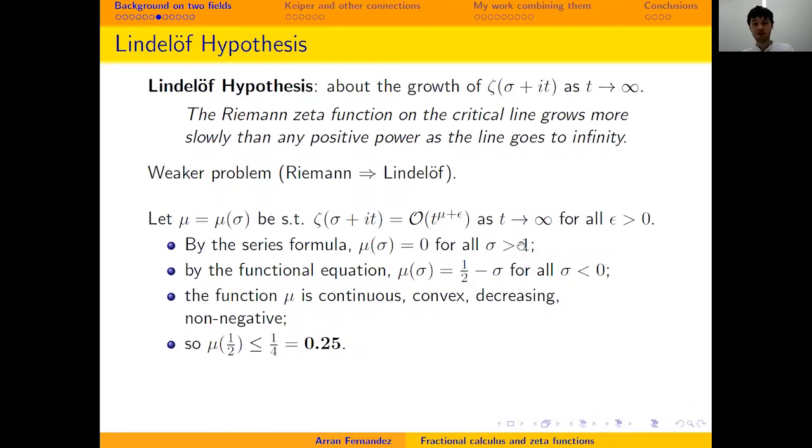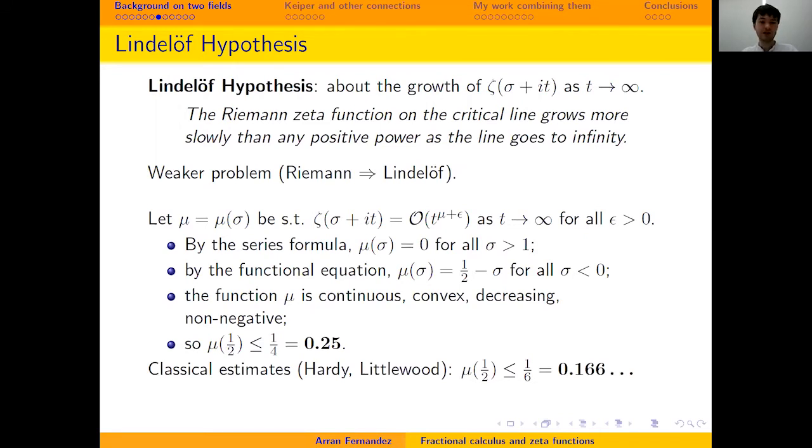So as I said before, there is a critical strip which is difficult. When sigma is greater than 1, you have the series formula, which makes the problem easy to solve. This mu is just 0. Then by the functional equation, for sigma less than 0, you can again solve the problem easily. You find that mu is 1/2 minus sigma. The function mu is also known to be continuous, convex, decreasing, non-negative. All of these are basic properties that just come from analysis of this type of function in general, the Dirichlet series. So from a trivial analysis, which was done by Lindelöf himself, you can show that mu of 1/2 is at most 0.25. So that's the trivial bound.